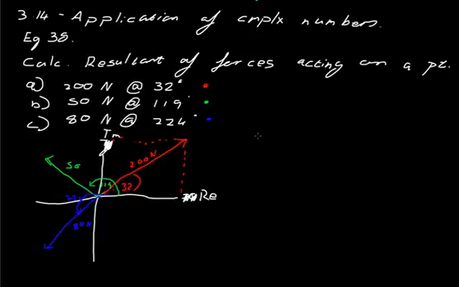So the sum of the forces that we have here is equal to: the first force is 200 angle 32 degrees. This is the sum of the forces in the x direction, or the real direction. You see, because we're measuring our angles from the real axis. Okay, so the x direction or the real direction. So we've got 200 angle 32. We've also got plus 50 angle 119 degrees, and we've got plus 80 angle 224 degrees.